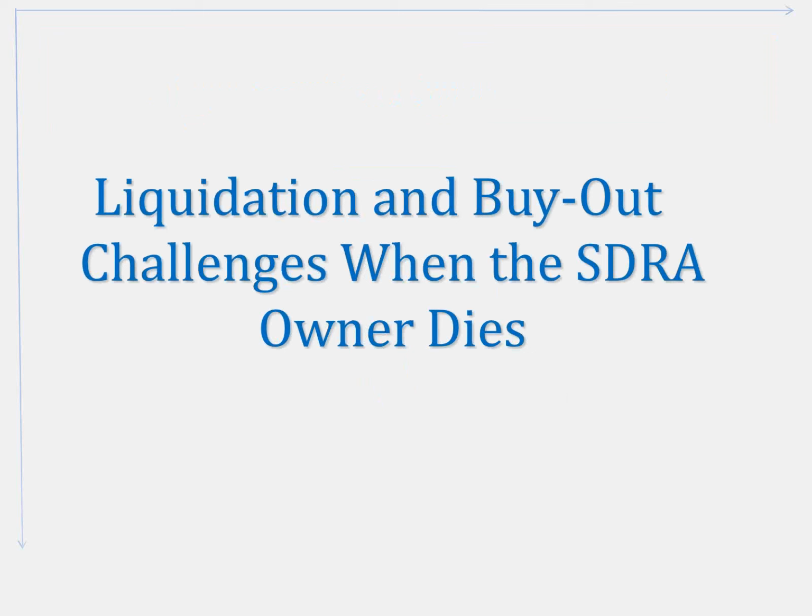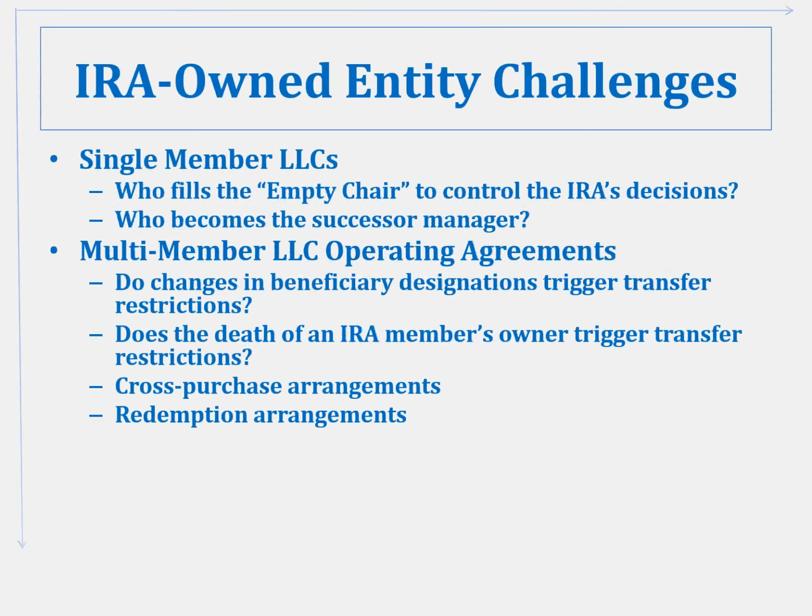So then we have a whole set of issues about what happens when the self-directed retirement account owner dies and we have multiple members in the LLC. Many times when we're looking at operating agreements, there are a few specific things that we need to take a look at to make sure that they're properly written and accommodate what happens when there's a retirement account member. So, do changes in beneficiary designations trigger transfer restrictions? Many LLC operating agreements will almost automatically say that you can't transfer your interest in the LLC without the approval of the manager and oftentimes the other members.